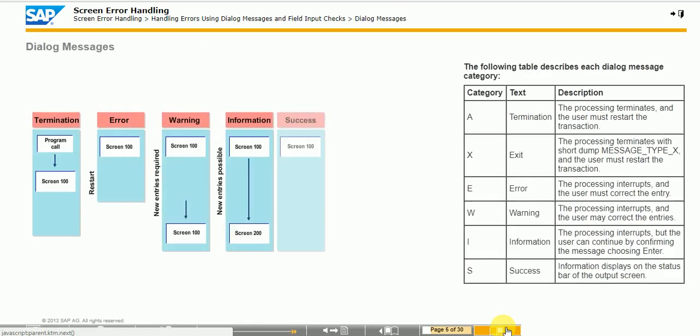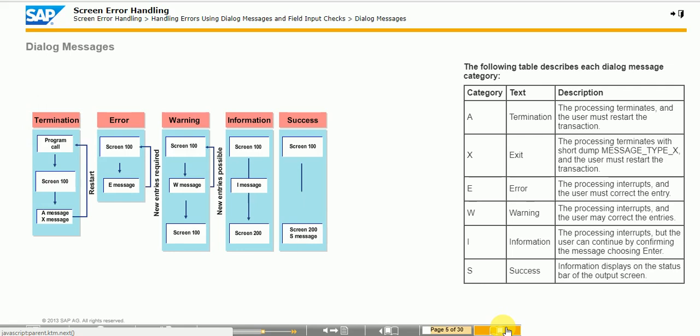Dialog messages are divided into 6 categories: A, X, E, W, I, and S. The following table describes each dialog message category.